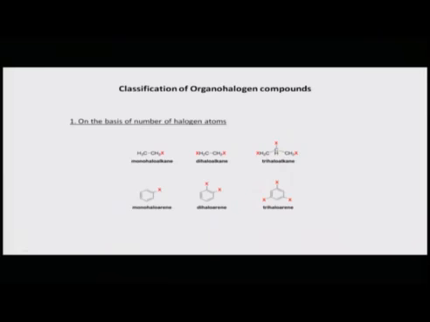And the third one is trihaloalkane, where I have 3 halogen atoms attached to 3 different carbon atoms of a propane based molecule. Classification continues to be the same even in the case of aromatic compounds. So, monohaloarene, a compound that has only one halogen atom, it can be dihaloarene when there are two halogen atoms present, trihaloarene and so on.